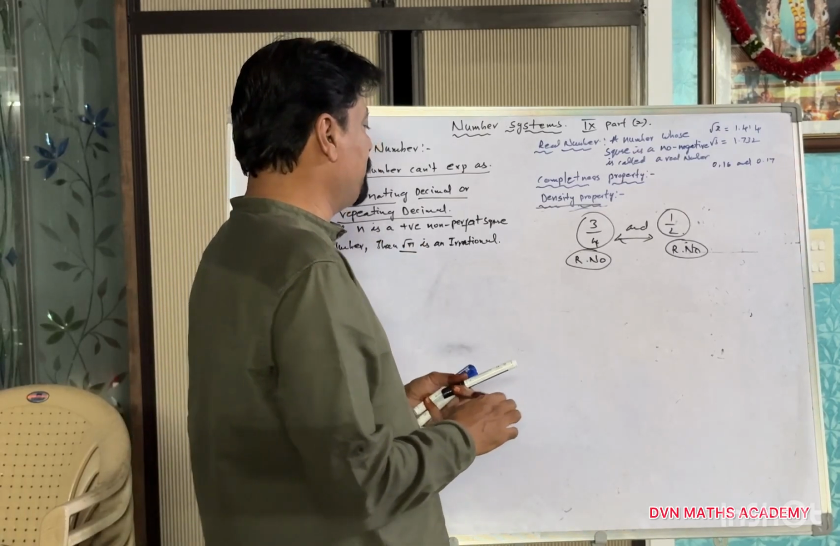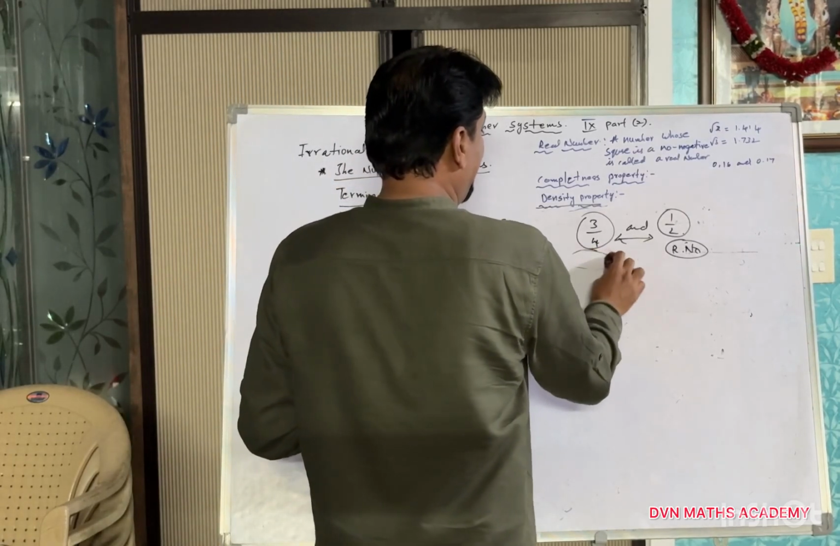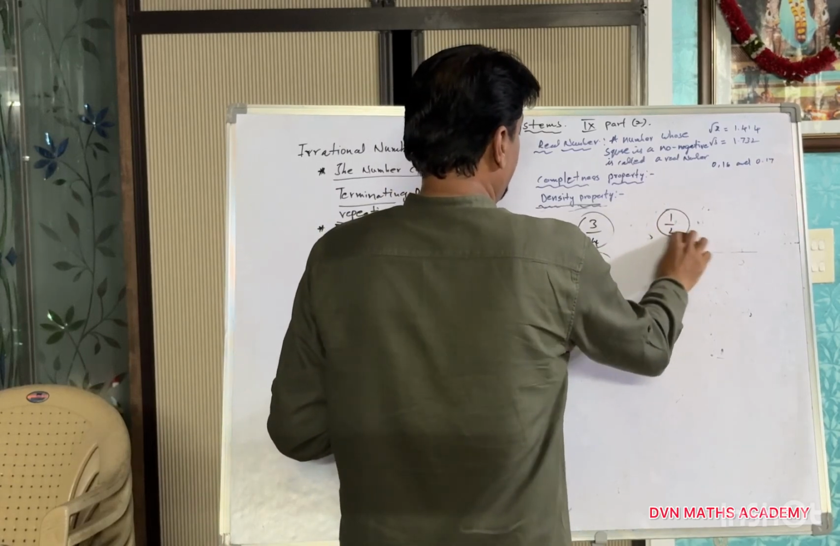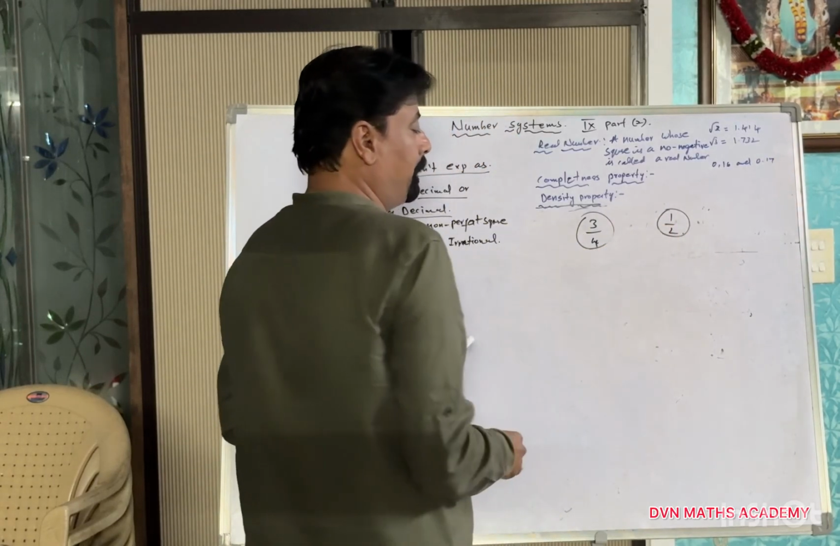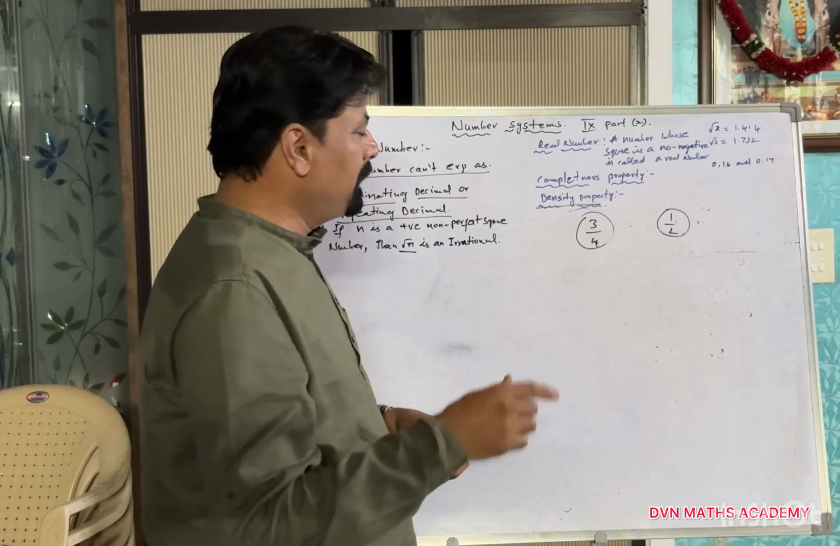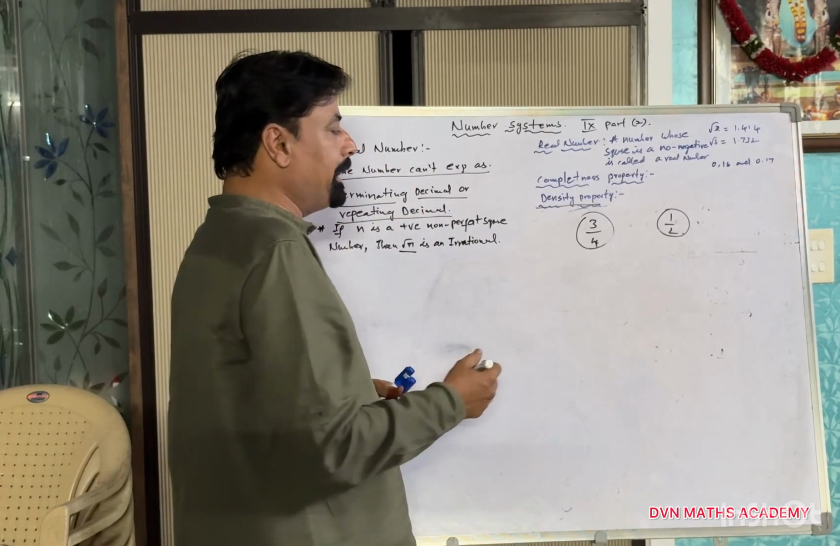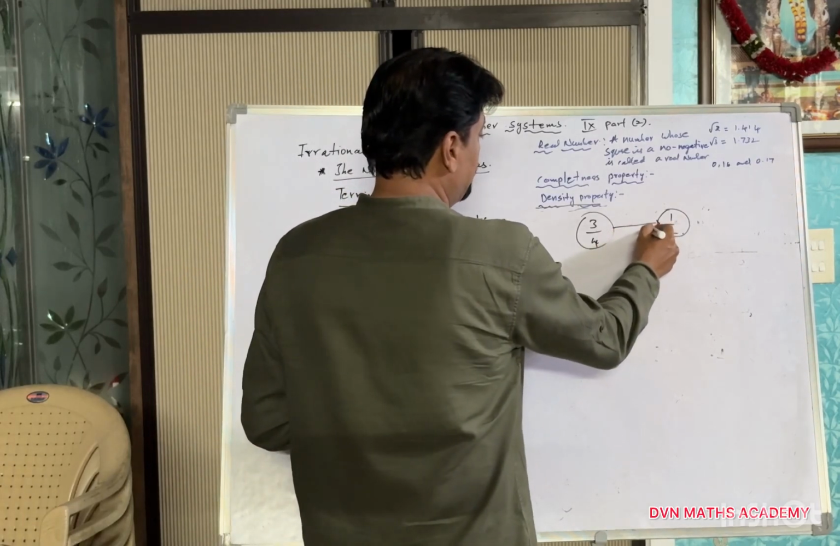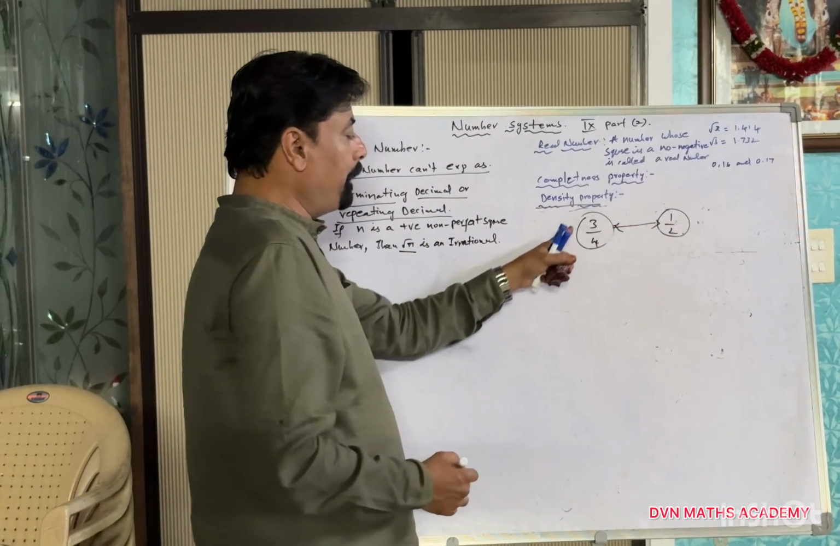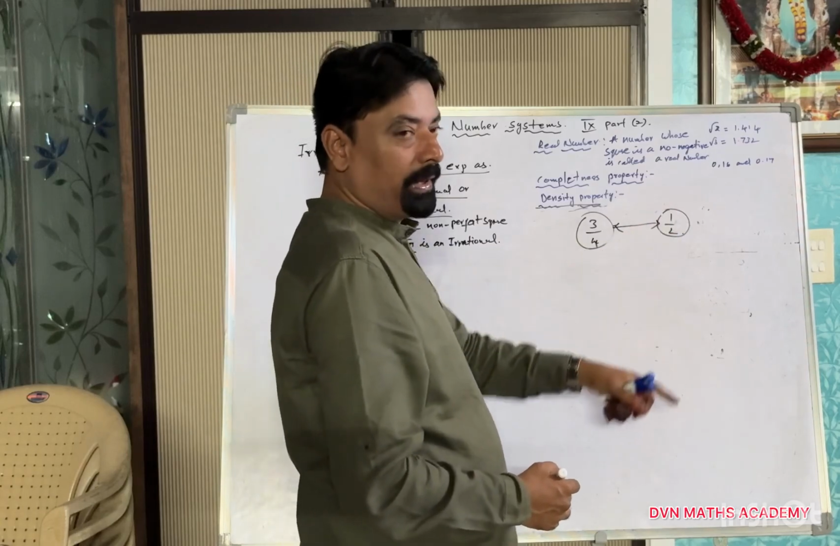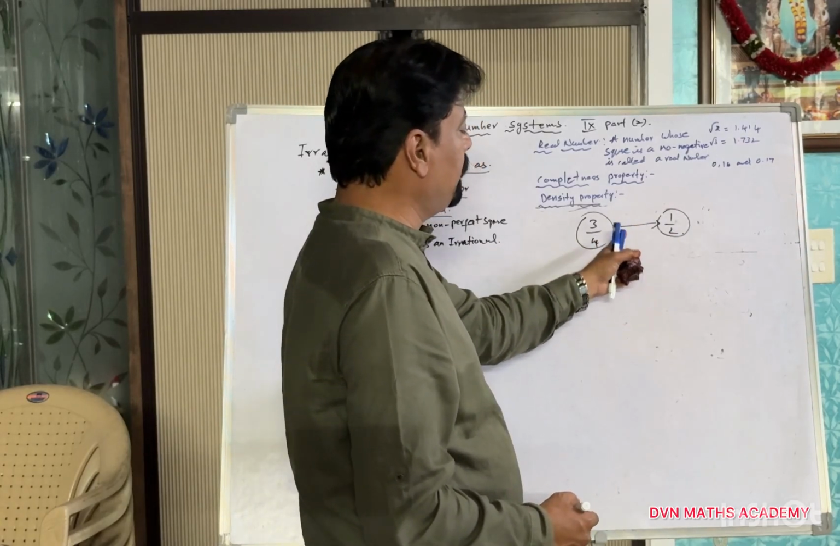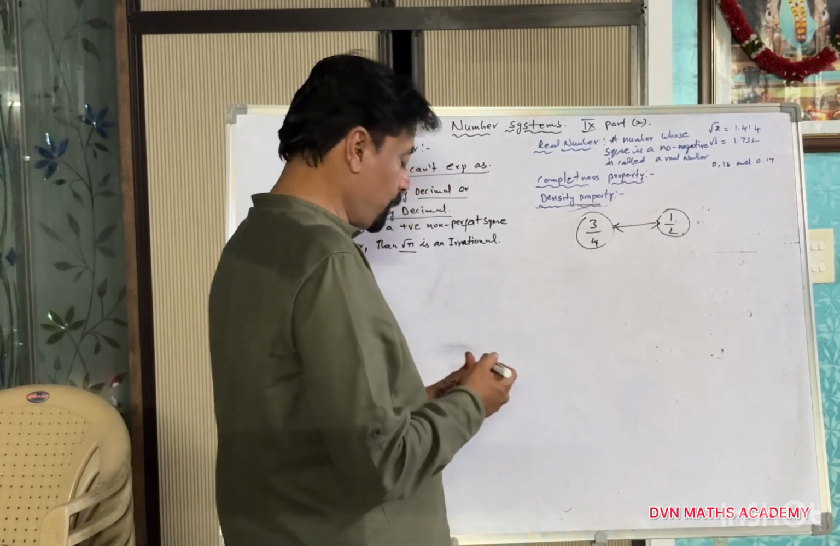But here my concept is how to write irrational numbers between two given rational numbers. This is a very, very important and very, very easy concept. Here, 3 by 4 and 1 by 2 are the two rational numbers. I require to write some irrational numbers between these two.